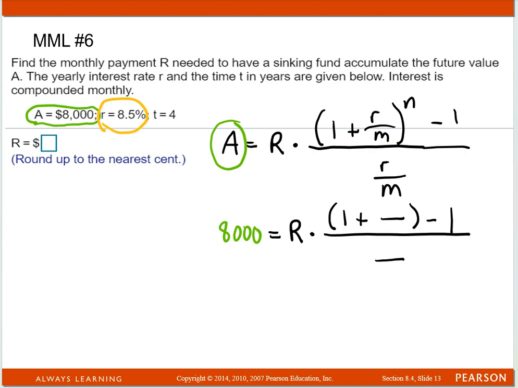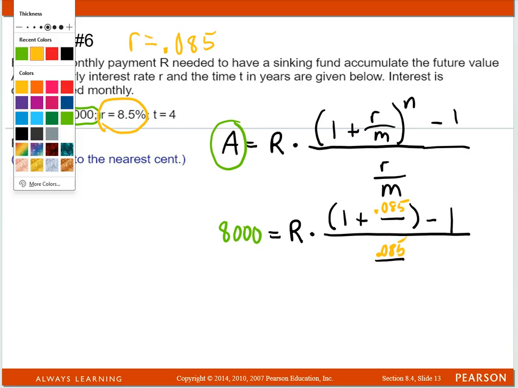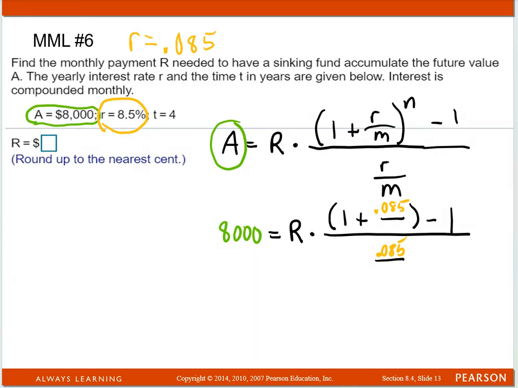Our rate is 8.5. So remember, when you divide that by 100, you get 0.085. So you're going to need a 0.085 right there, and also right there. And then it tells you that interest is compounded monthly. So my M, how many times they compound the interest, is done 12 times a year. So M is this denominator and this denominator.